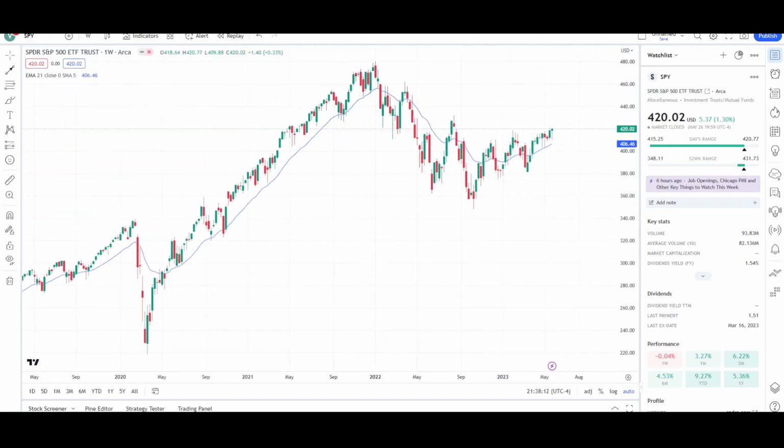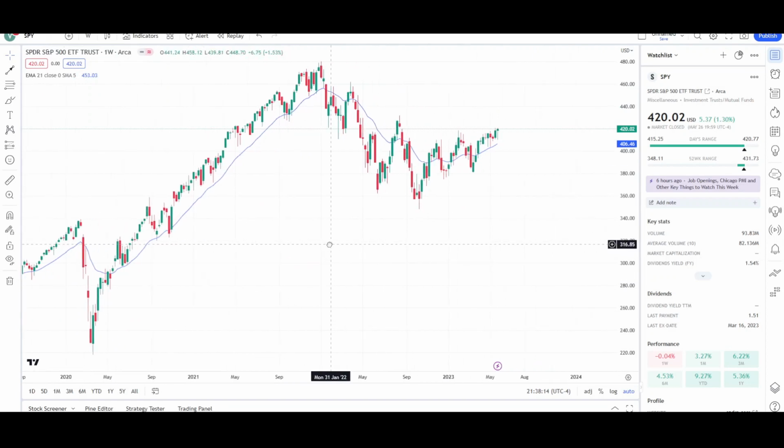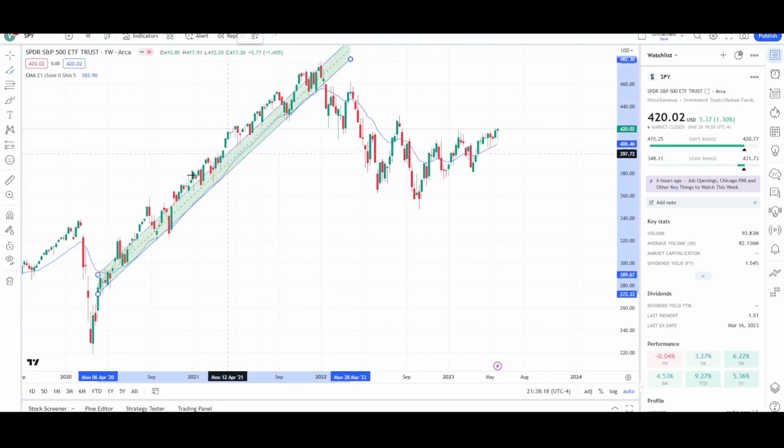So here's the weekly chart. I'm going to put my drawings on the chart once again. We have this uptrend channel right here.